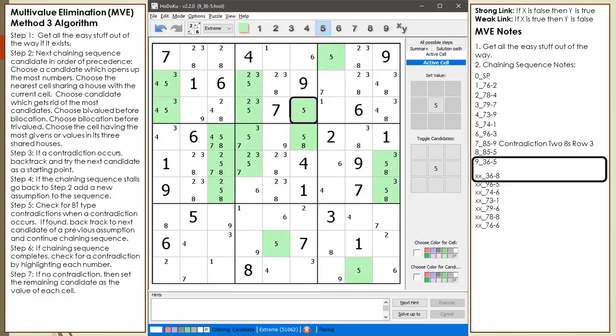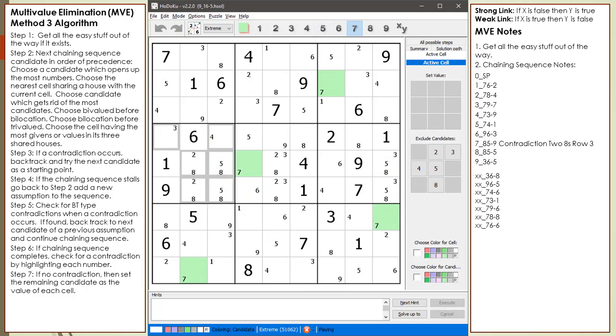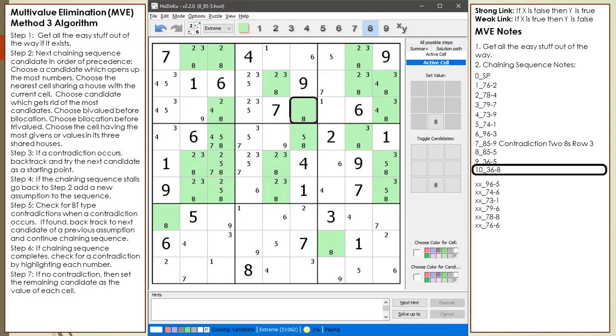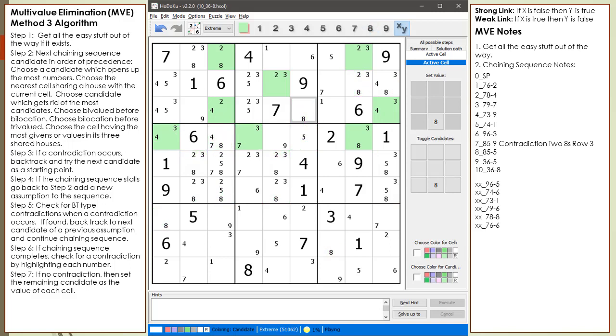Next we choose the 5 in cell 3, 6 because it opens up 2 values. However, we end up with a contradiction with having no 7 in block 4. We choose 8 for the value of cell 3, 6 because the 5 had a contradiction. The chaining sequence stalls and we highlight all the bi-value cells.